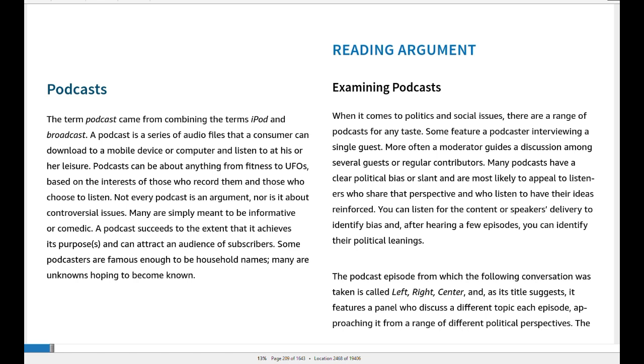Podcasts. The term podcast came from combining the terms iPod and broadcast. A podcast is a series of audio files that a consumer can download to a mobile device or a computer and listen to at his or her leisure.